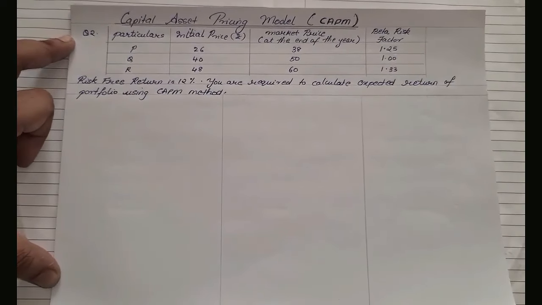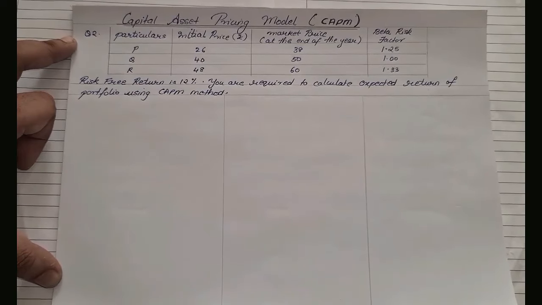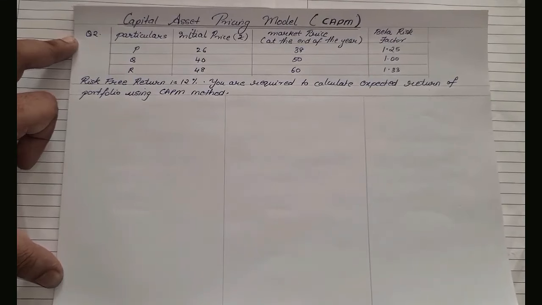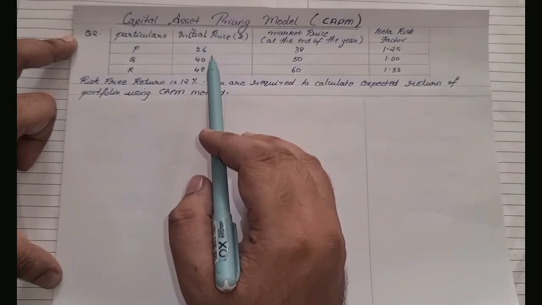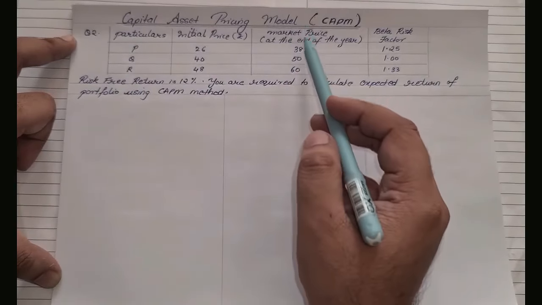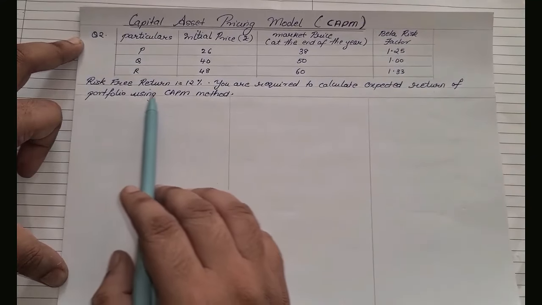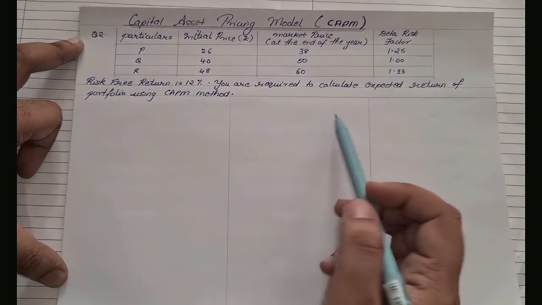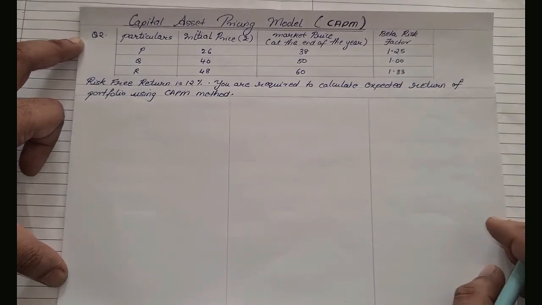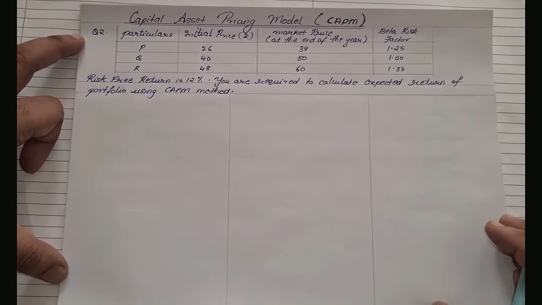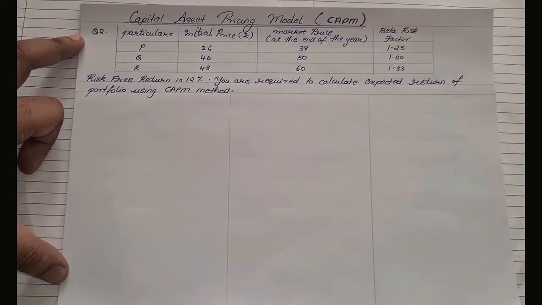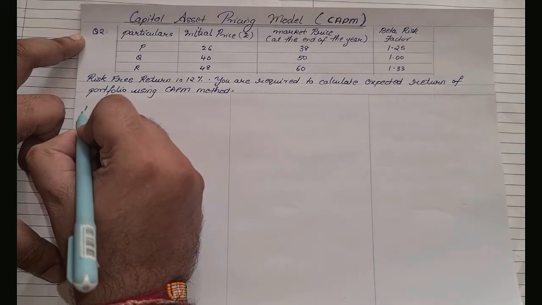Now this is the second variation under CAPM method sums. Here they are giving you particulars: the initial price of the security, the market price of the security, and the beta. The risk-free return is 12% and you are required to calculate the expected return of the portfolio using the CAPM method. Here, if you look carefully, they have not given us the market return. So the very first thing that we'll have to do is calculate the expected market return. Okay, so what we'll write here is step number 1.